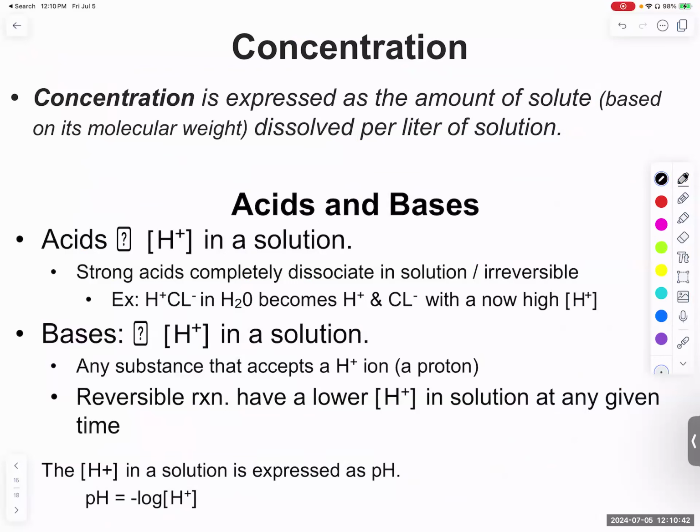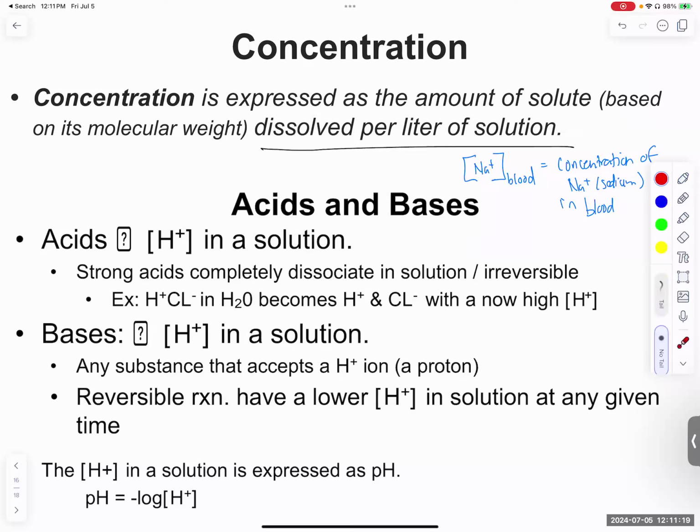Two other things. Concentration. Concentration is expressed as the amount of solute dissolved in a liter of solution, and we tend to use brackets for concentration. Let me write this out: the concentration of sodium in blood. And so that would be per liter of blood.